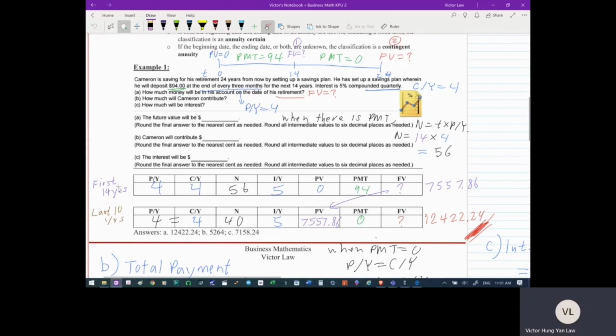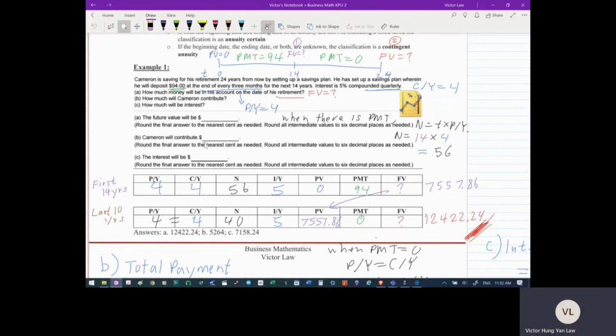And then we know that in the first 14 years, we're making a deposit of $94 at the end of every 3 months. So $94 is our PMT, our payment. That payment is repeated at a regular time interval. So at the end of every 3 months, that means our payment per year is 4 times a year. We made a total of 4 payments in 1 year. So that's why our PY is 4.